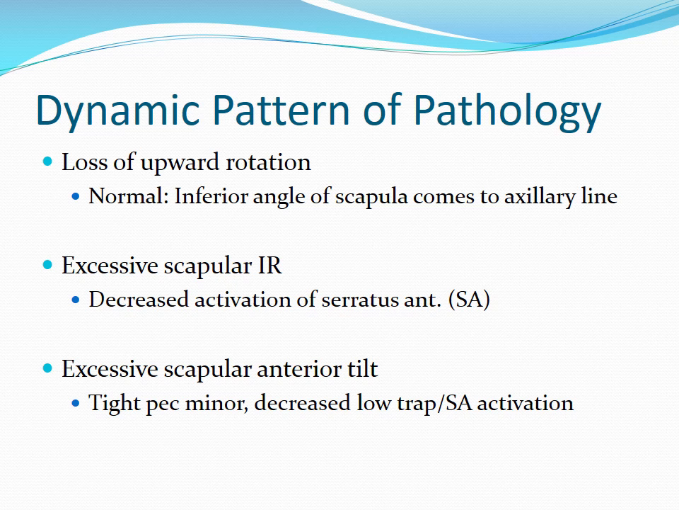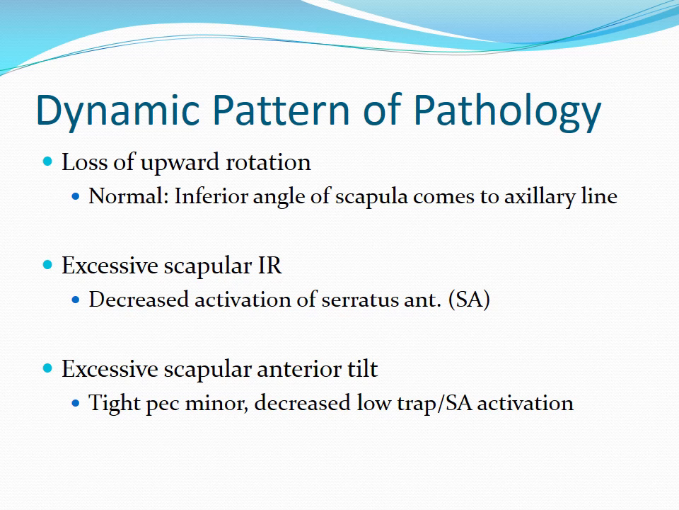All right, so what's the dynamic pattern of pathology, meaning what is the pathological pattern of the scapula? Well, they tend to lose full upward rotation. Normally, if you're in full shoulder flexion, that inferior angle of your scapula should come to the midline of the body, basically the axillary line. If you draw a straight line looking at somebody's armpit, or the axilla, you should see that the inferior angle comes all the way out to that line.